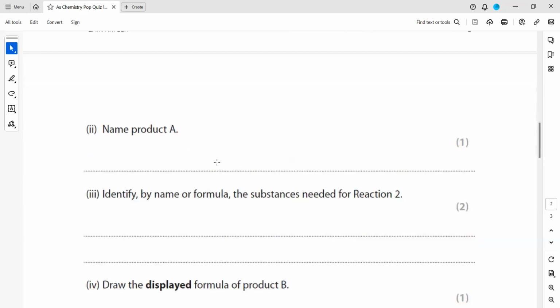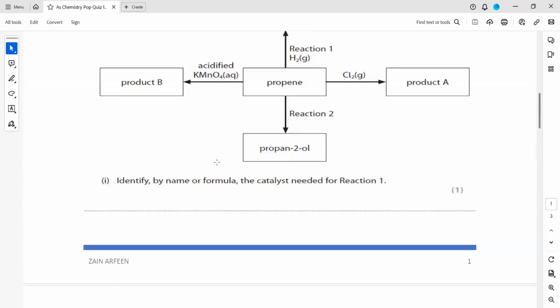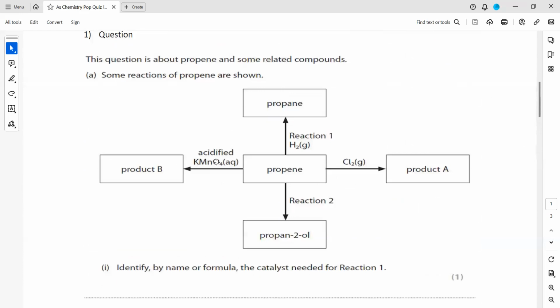Identify by name or formula the substance needed for reaction 2. Here, for reaction 2, we want to convert into alcohol. So if we want to convert into alcohol, we need steam. And we also use a catalyst for this reaction. What is the catalyst for this reaction? We use phosphoric acid as a catalyst. So H3PO4, phosphoric acid is a catalyst, and we need steam.